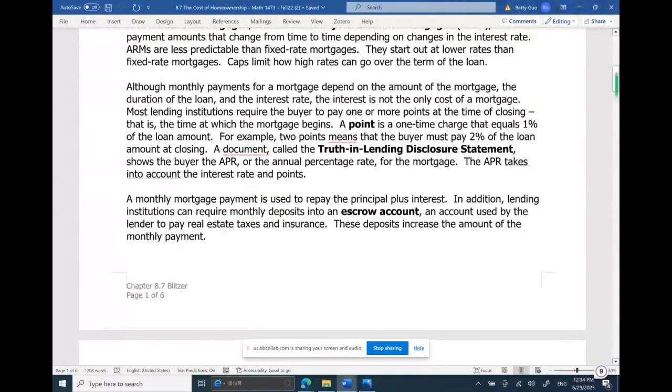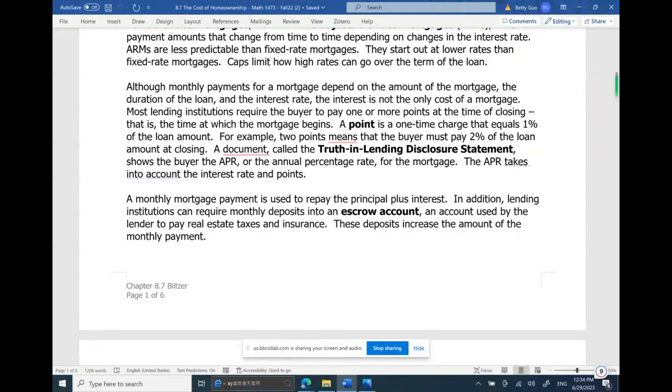Besides the down payment and points upfront, you still have to pay the closing costs. One part of the closing costs is the escrow account. The lender will require you to pay into an escrow account, and that account takes care of your real estate taxes and insurance.